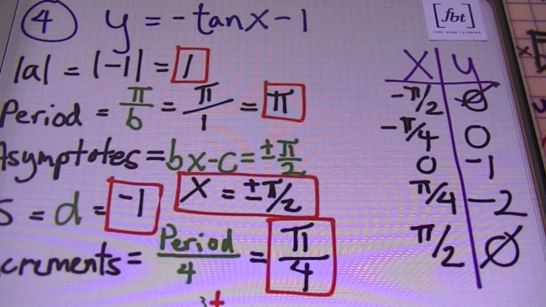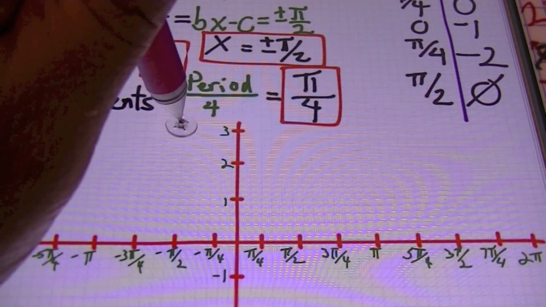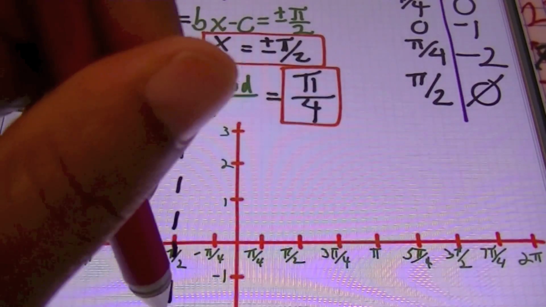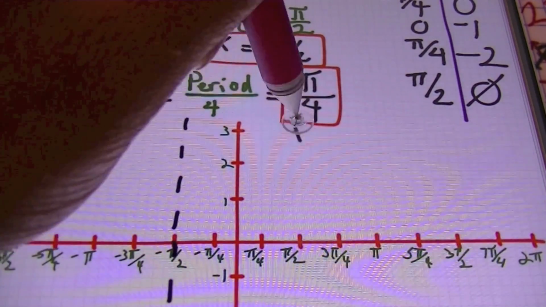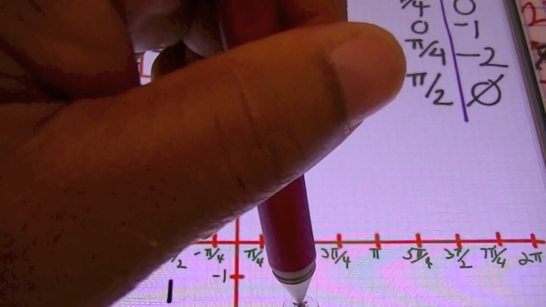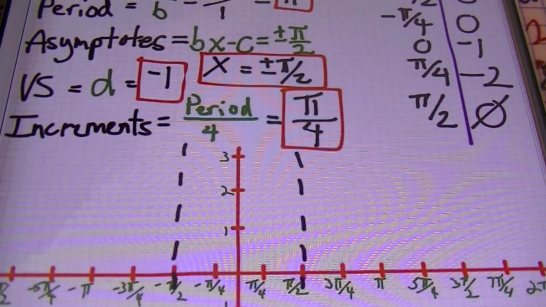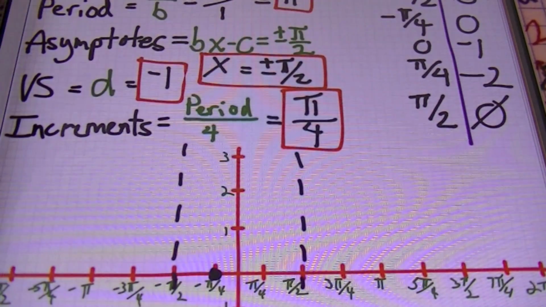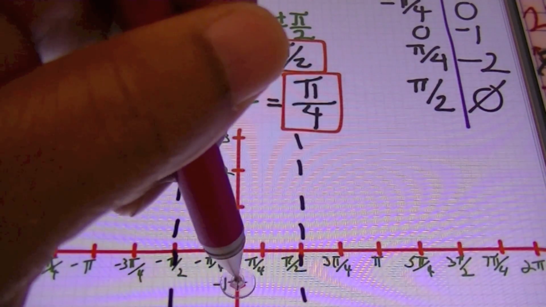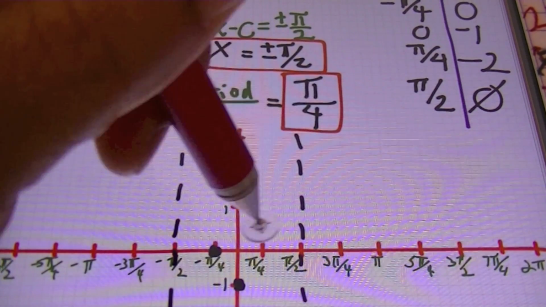So let's start once again by graphing our asymptotes. We have an asymptote at negative pi over 2. So I'll do my dashed line here to show that area can't be touched. And then I also have pi over 2 with an asymptote. From there, I'll be plugging in these three values in between. So starting at negative pi over 4, I'll be at 0. Then at 0, I'm at negative 1. Then finally, at pi over 4, I'll be at negative 2.